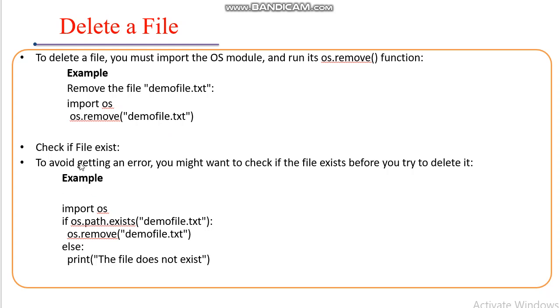And to avoid errors, check if the file exists. To check that, we should import os. If os.path.exists for this demo file.txt, if the file exists then remove it, else print the file does not exist. So this is to check whether the file exists or not.